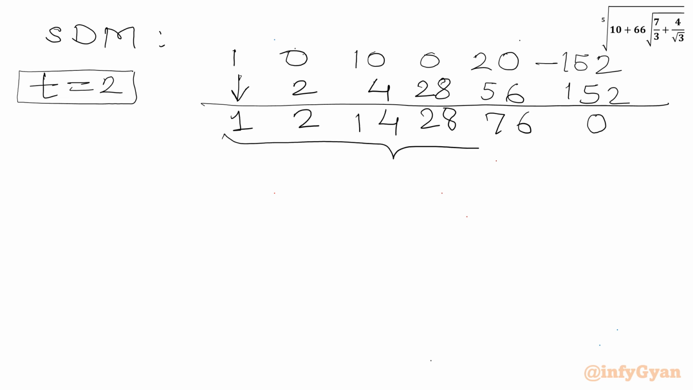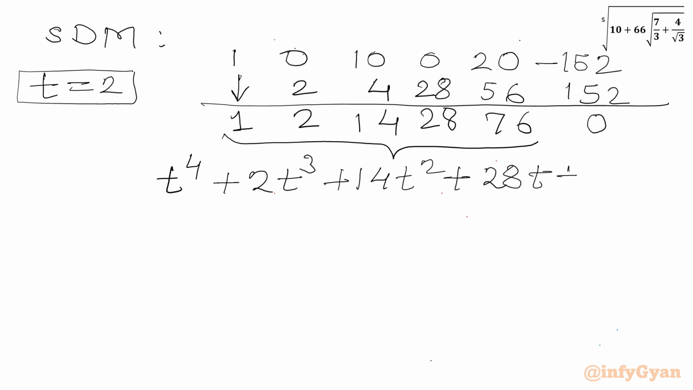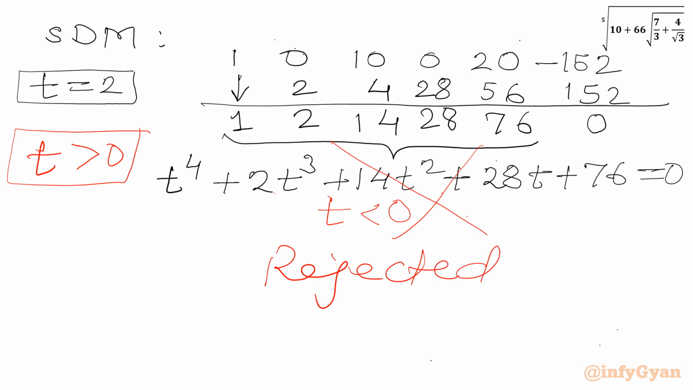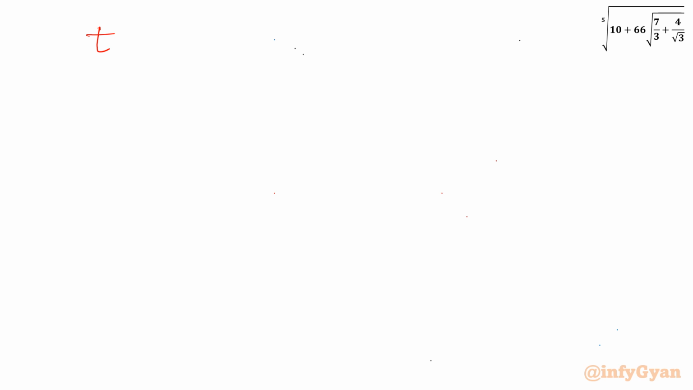So here we have coefficients for the quartic equation. Equation will be t power 4 plus 2t cube plus 14t square plus 28t plus 76 equal to 0. Our condition on t is t greater than 0. As per this equation, all of the coefficients are positive, so from here we will be having only t negative. So on this ground, we will reject this equation for real solutions. Now t is greater than 0, so t will be 2, the accepted value. So I will write here t equal to 2.